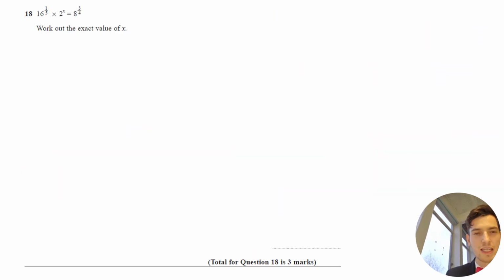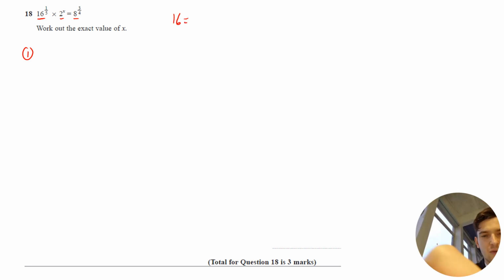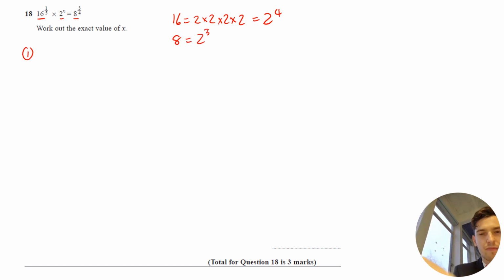Okay, great. I've got an indices question now. So the first thing I've spotted here is that all of my base numbers, so the 16, the 2, and the 8, are all powers of 2. So my first step is going to convert them into powers of 2. So 16, I'm just going to write here, 16 equals 2 times 2 times 2 times 2, or 2 to the power of 4, and 8 is 2 to the power of 3.